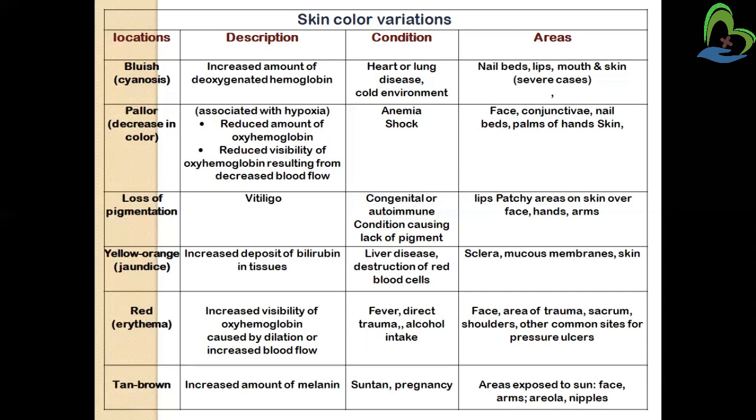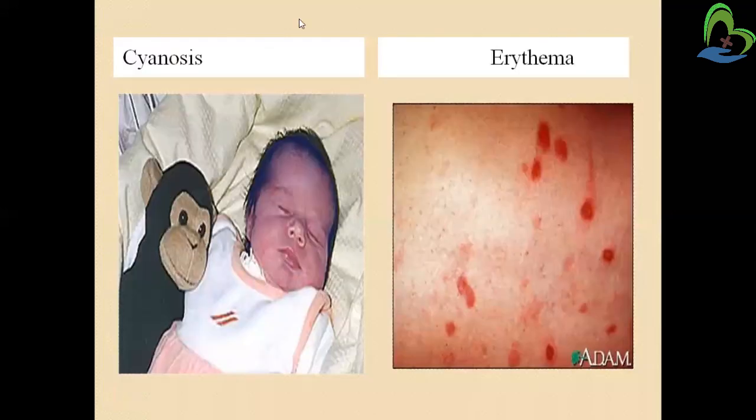The last one is tan brown. It means increased amount of melanin, and conditions are suntan and pregnancy. The areas of observation are areas exposed to sun, face, arms, areola, or nipples. So this is how cyanosis looks, and this one is the figure of erythema.